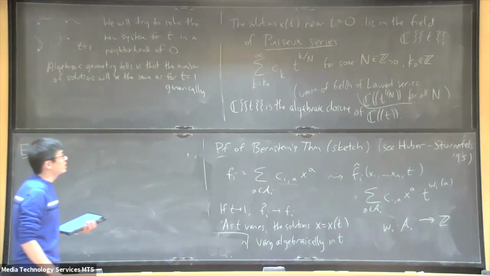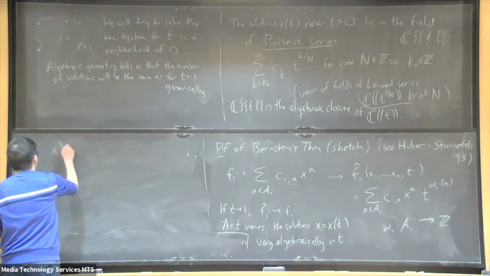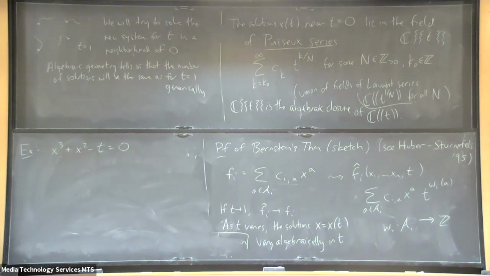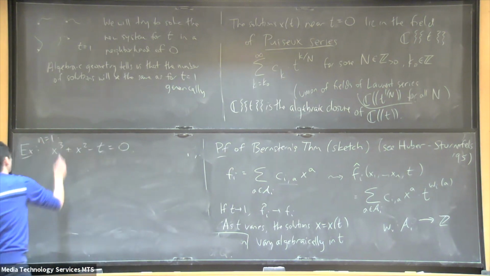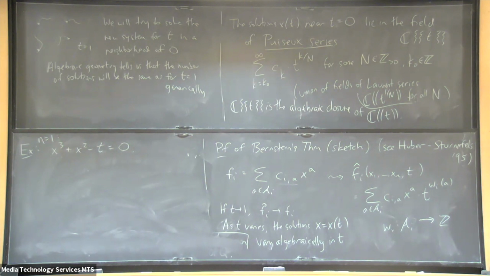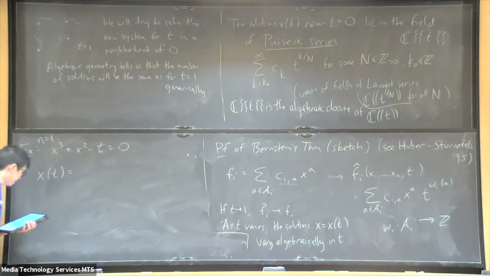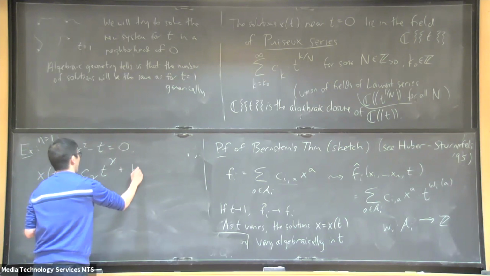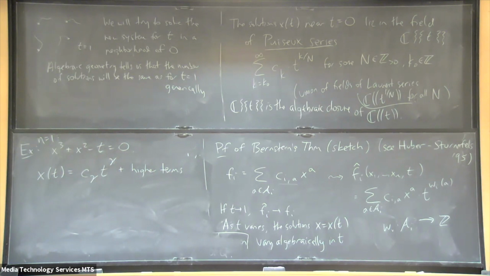So again, you should think of this as a system of one polynomial, and the system is just going to be x cubed plus x squared minus t equals 0. So how is this going to work? n equals 1. Imagine we want to find a solution of this. So x is going to be some Puiseux series in t. Maybe I'll write it as c gamma t to the gamma plus higher terms. Gamma here is some rational number.